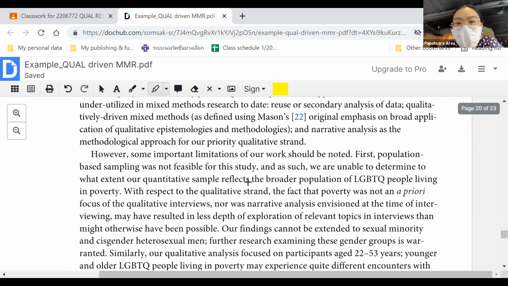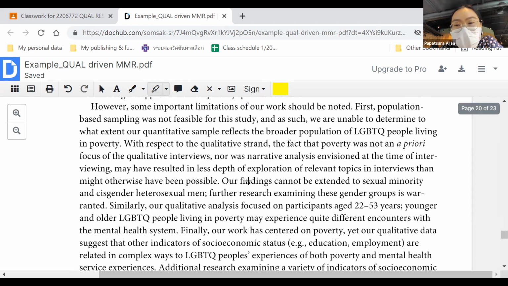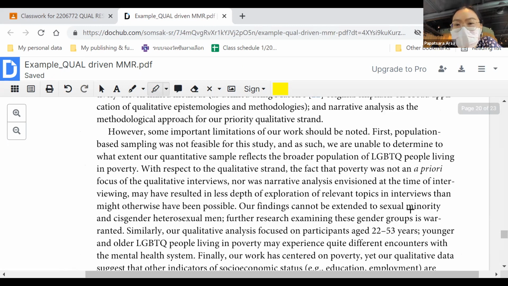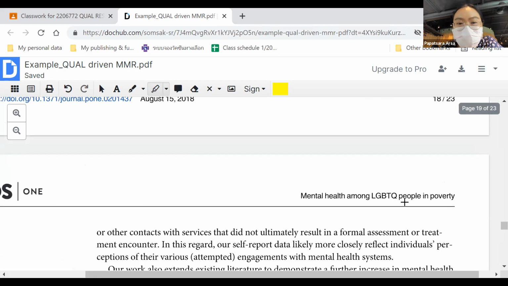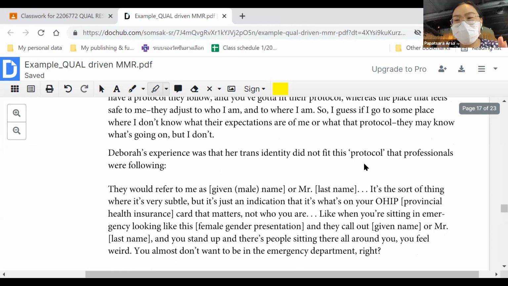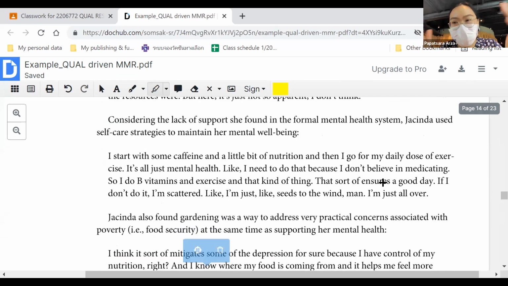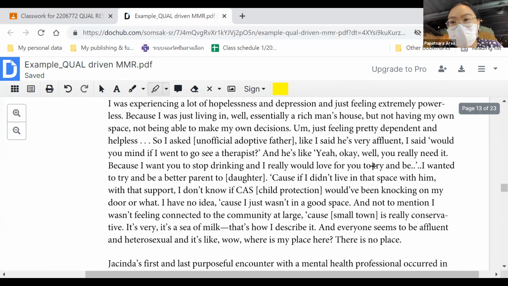I think I missed something. For example, I just want to know how they measure low income. I mean, I think in the quantitative section, right? Or didn't they indicate in the article or not? I mean, in the interview section, how they feel about being included in the low income LGBTQ group.